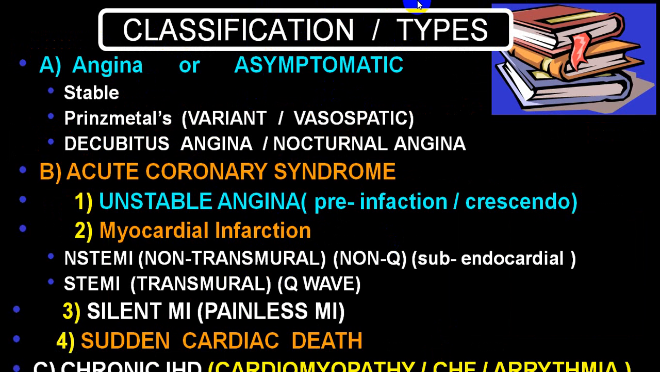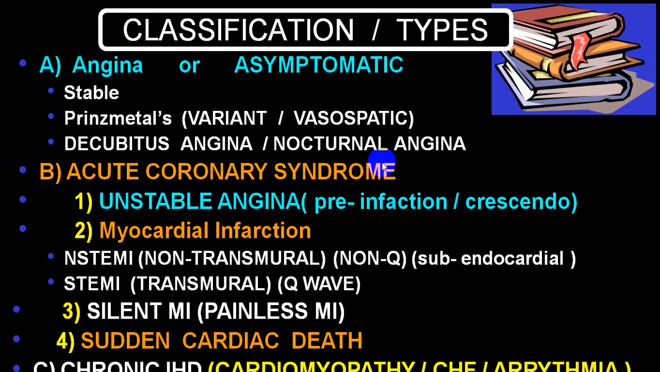Some terminology which is utilized: angina is a symptom, or a person can be asymptomatic. We'll discuss angina in detail in a separate chapter: stable angina, variant angina also called Prinzmetal angina, vasospastic angina, angina decubitus, nocturnal angina, as well as some other groups.